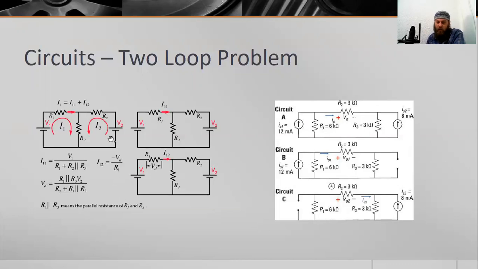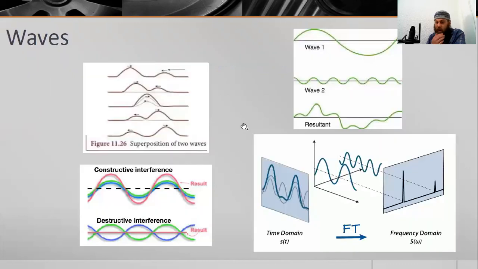That's on the left. Just for information, you treat the voltage sources as short circuits, and on the right, you treat the ampere current sources as open circuits. On the right side, circuit A is really an addition of circuit B plus circuit C. If you want to solve circuit A, you break it down into circuit B, solve circuit B, break it down into circuit C, and then add the two up to find out what's actually going on in circuit A. So this is a way to solve circuit A. Waves as well, you see on the top left, there's two waves coming at each other.